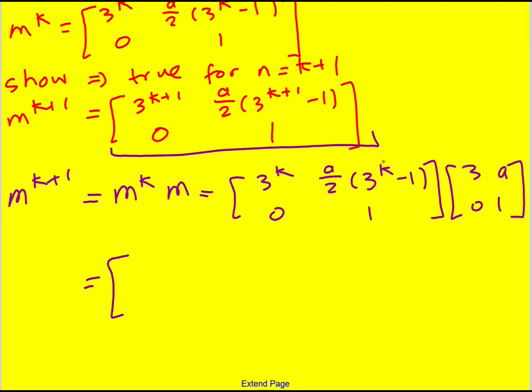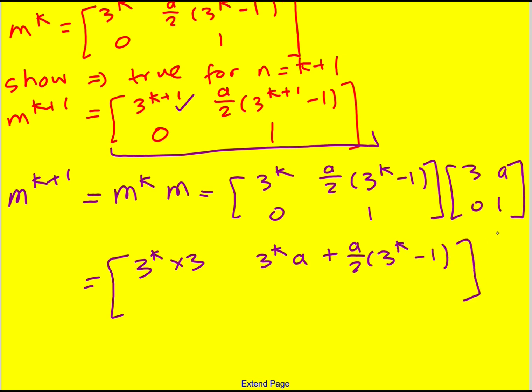So multiplying the row by the column, I'm going to get 3 to the k times 3. That's already going to be this, perfect. And then this is the most complicated one: 3 to the k times a plus a over 2 times 3 to the k minus 1. And then when I do the next row by the column, I'm just going to get 0. And then that row by that column, I'm going to get 1. So 3 to the k plus 1.